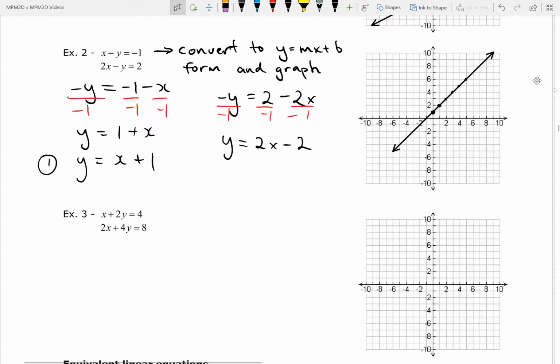Let's look at the next one. y equals 2x minus 2. These are different colors here. So let's say minus 2 is my y-intercept, and positive 2 is my slope. So up 2 and over 1, up 2 and over 1, up 2 and over 1, and so on. Okay, and let's connect those points with a line.